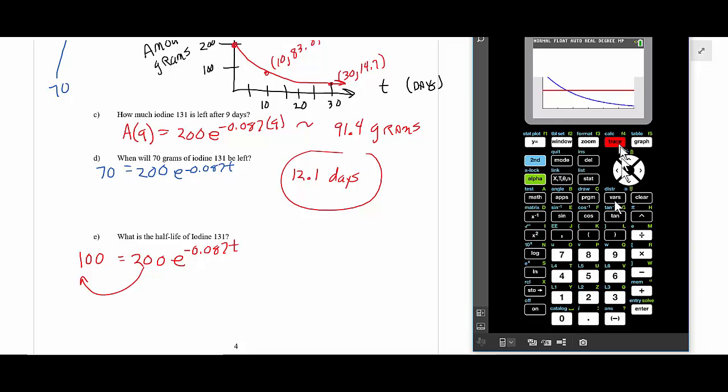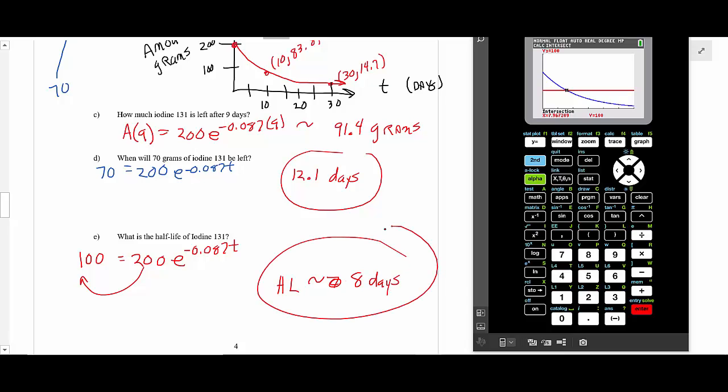You go second trace, option 5, intersect, and usually just press enter after each cursor pops up, and then this will give me the half-life. Okay, so if you look at what's on my calculator here, it looks like that half-life is approximately 7, I'll just say that's about 8 days.